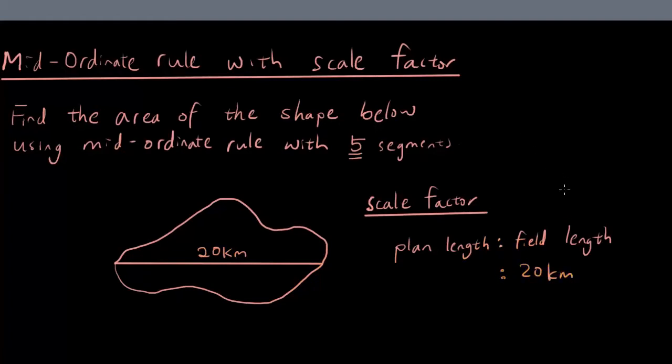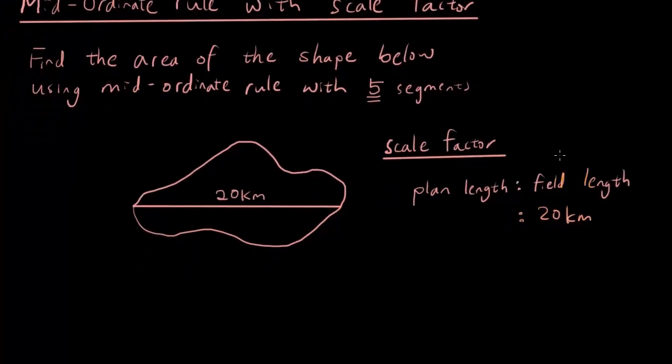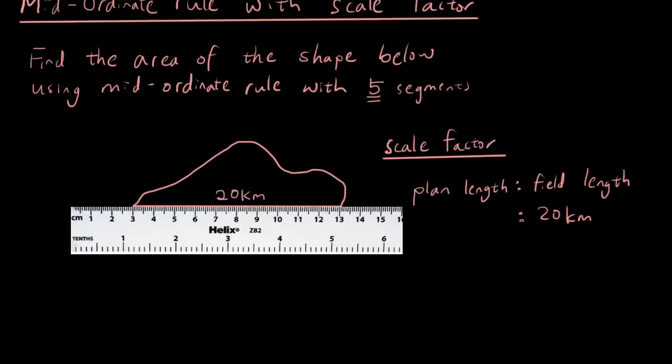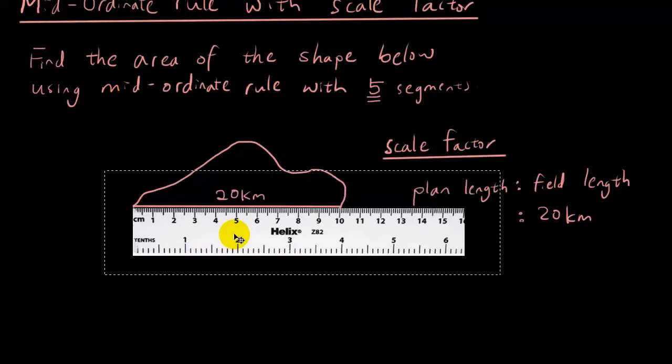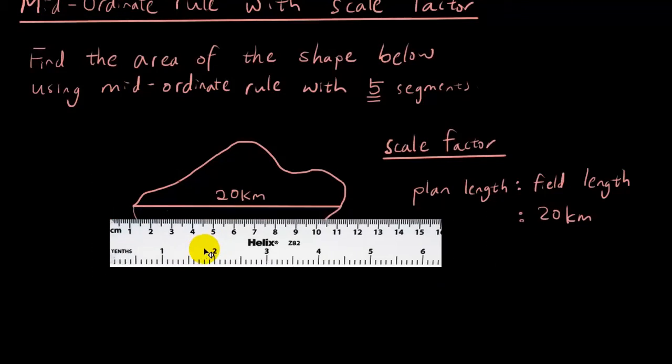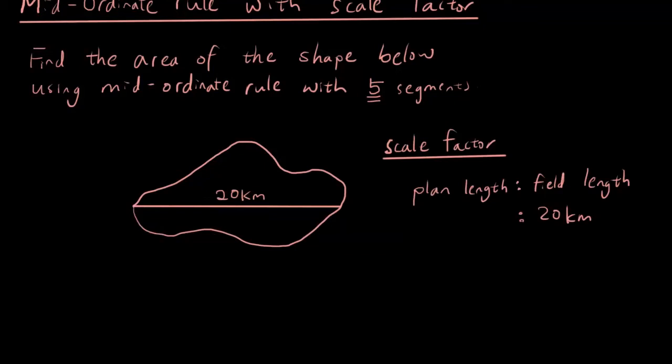But the plane length, we don't know what it is, so we need to measure that with the ruler, which I'll bring up now. And you can see on the ruler it says it's 10 centimeters. The survey line is 10 centimeters. So I'm going to write down 10 centimeters on the ruler. So if it's 10 centimeters on the ruler and it's 20 kilometers in real life, what is the scale factor?